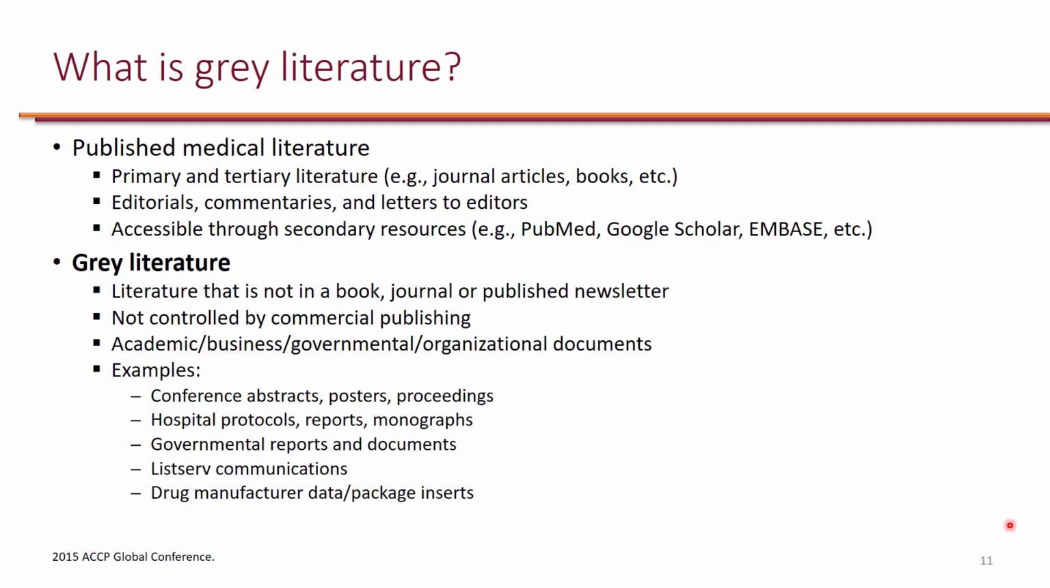For the most part, published medical literature includes primary and tertiary literature. Primary literature includes clinical trials and clinical studies, and tertiary literature includes books and review articles. Published medical literature also includes editorials, commentaries, and letters to editors that are also published in journals. And you can access any of this published medical literature by using secondary resources such as PubMed and Google Scholar.